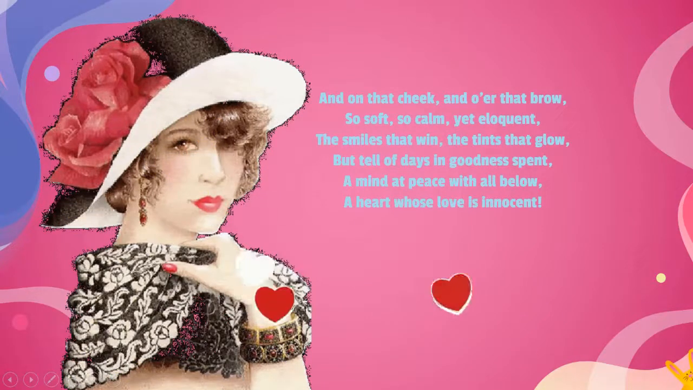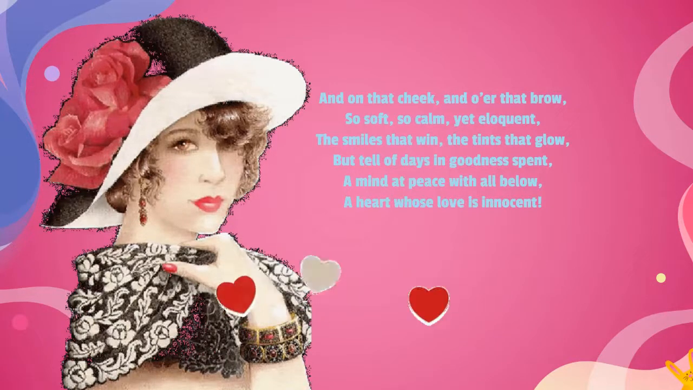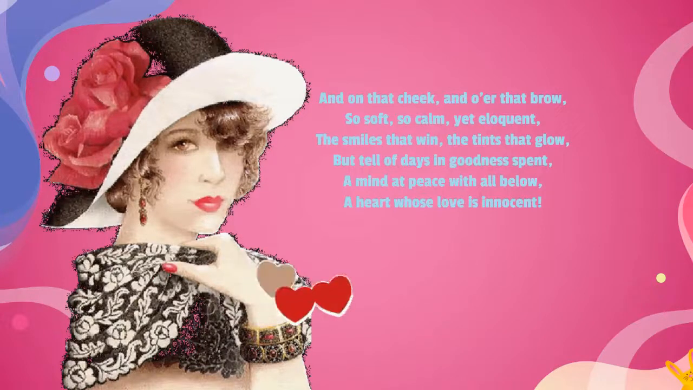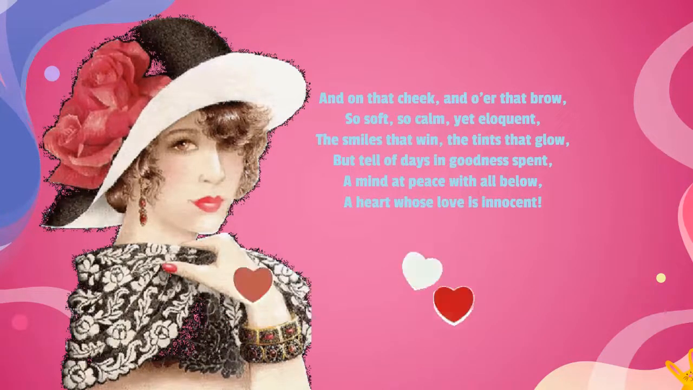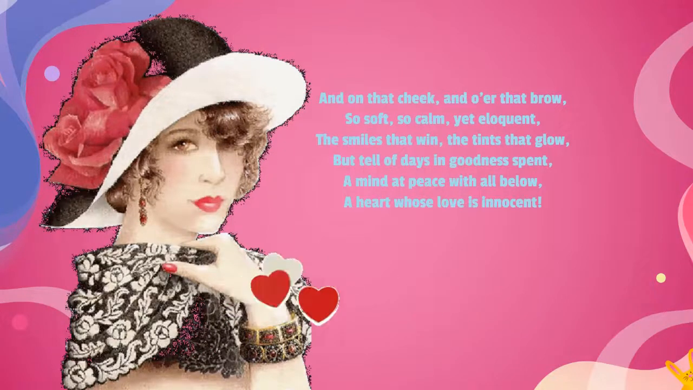So the poem suggests that the outward beauty is a result of the inward prettiness of the mind, of the heart, the innocence and the purity that dwells in them. So this was the text of the poem, and now we can move to the concept of imagery.